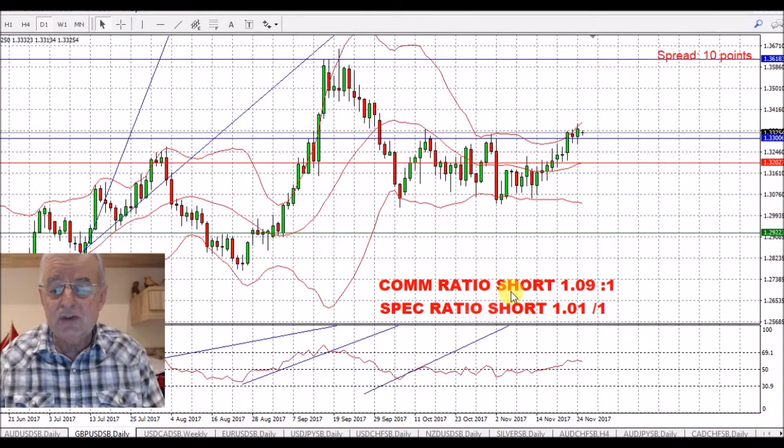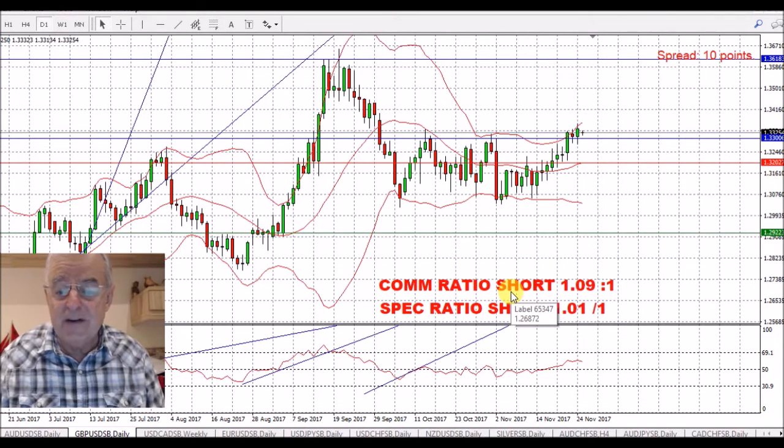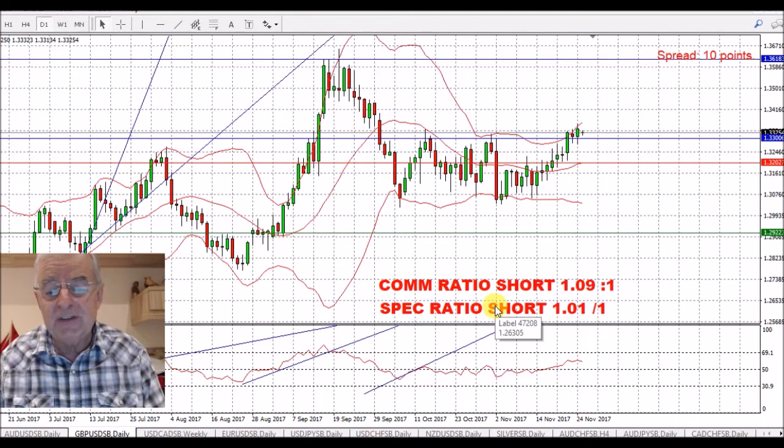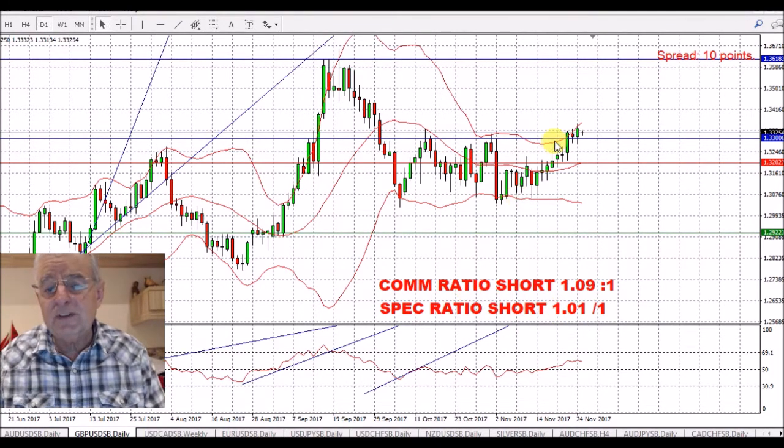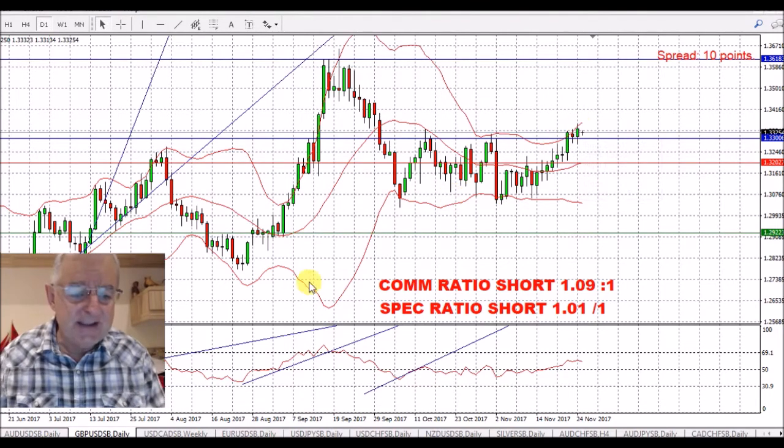We've got a commercial short ratio of 1.09 and a short ratio for the speculators. So we'll see if there's a little bit more strength left in that.